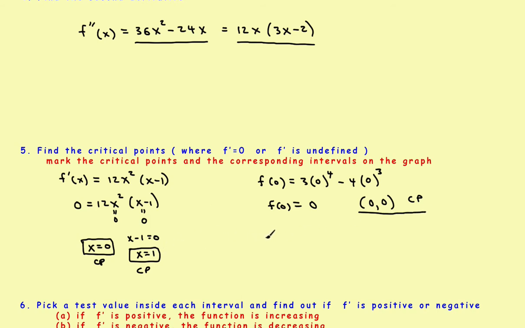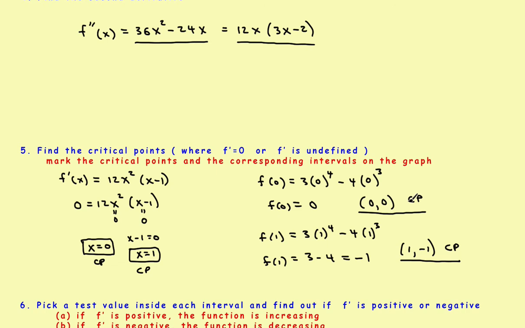Now to find the y value of the second one, go to the original function, and this time plug in a 1. So this would be 3 times 1 to the 4th minus 4 times 1 cubed. So when x is equal to 1, this would turn out to be 3 minus 4, which would be a negative 1, and that gives you the point 1 and negative 1, and that is the second critical point. So you've got two critical points. One of them occurs at 0, 0. One of them occurs at 1, negative 1.